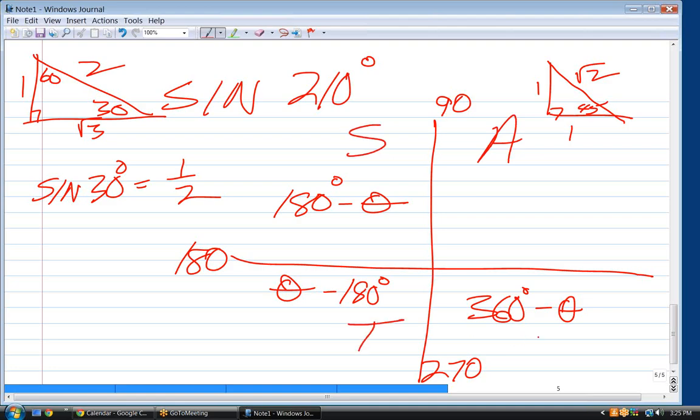1 over 2, but would it be plus or minus, what sign is on it? It would be negative 1 over 2. Correct. So that's how you do it. You figure out what the number is, and then you attach the proper sign to it.